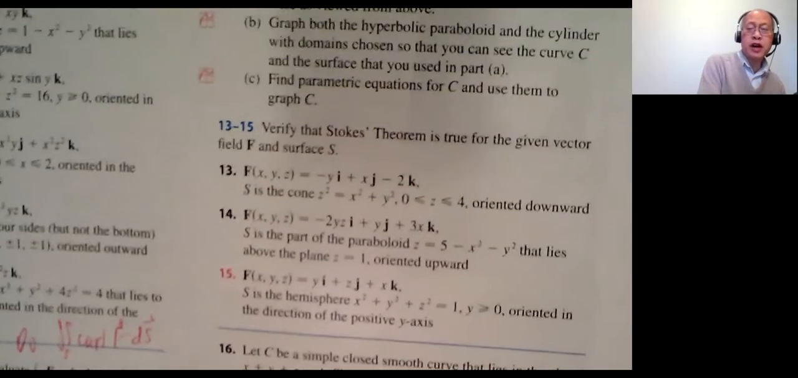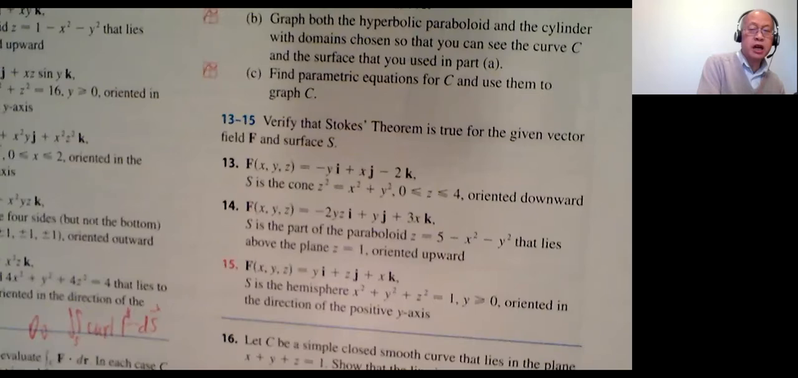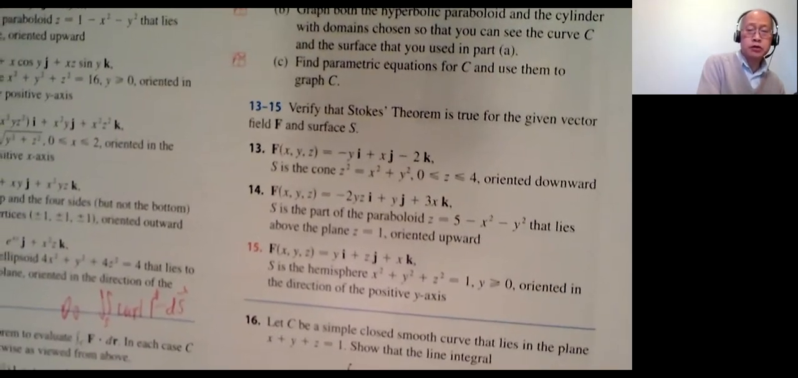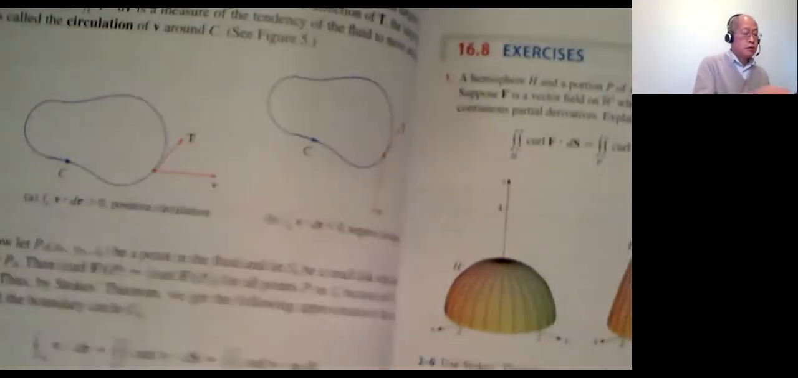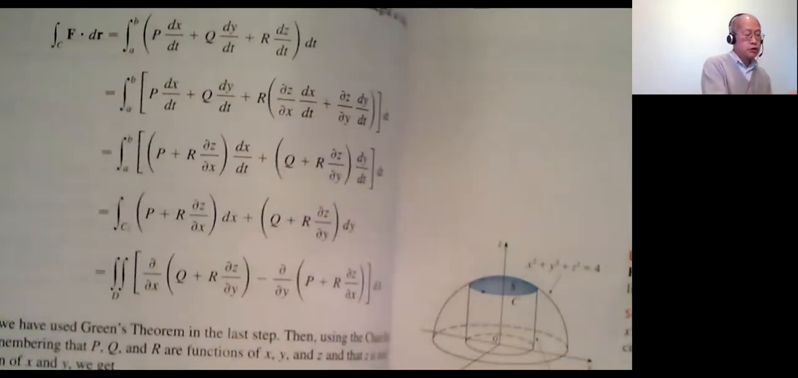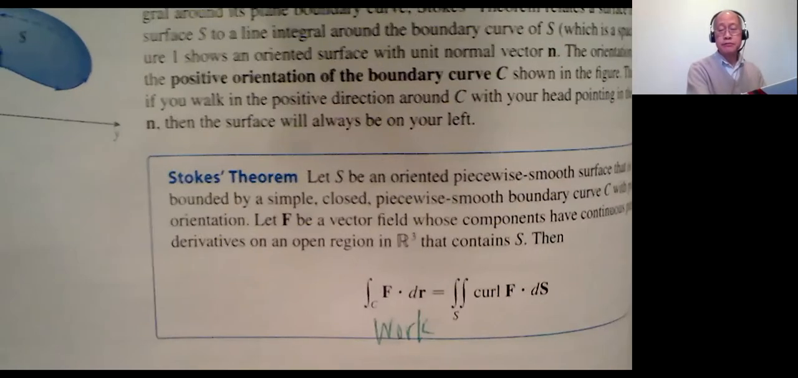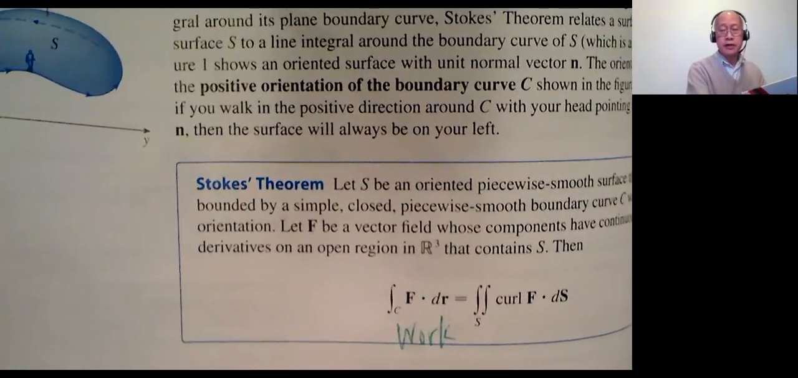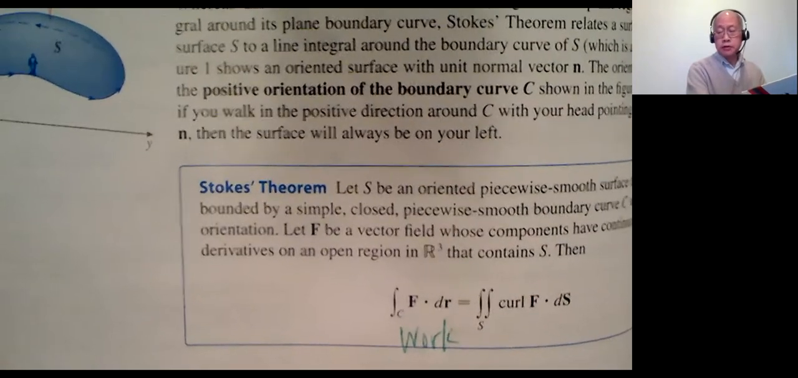Problem 13 says verify that Stokes' theorem is true. I'm not going to have you do that because it's too long. What does it mean to verify Stokes' theorem is true? That means you're supposed to do both sides. You're supposed to do the left side. You're also supposed to do the right side. Okay, that's too long.